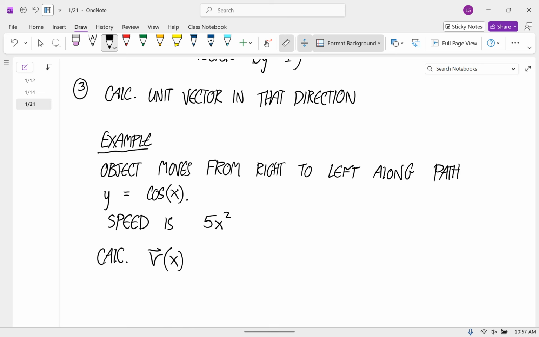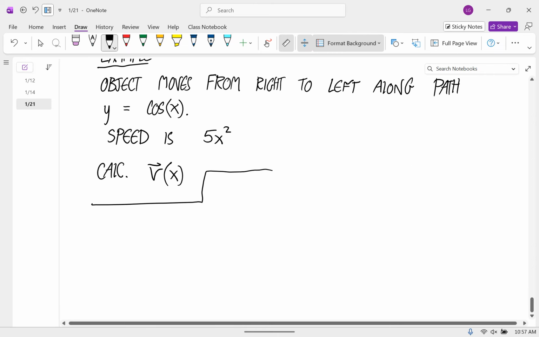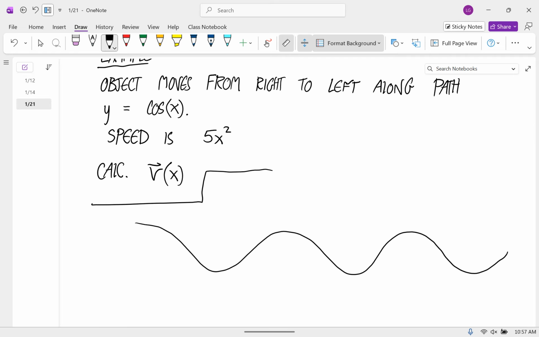Okay. Once we've gotten to this point, in order to calculate the acceleration, you would just use the chain rule like we did before. Okay, well, let's draw it out, see what this looks like. So there's the function cosine of x, and this object is moving this way.